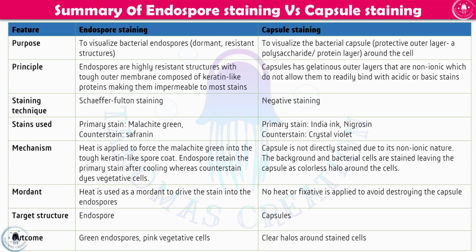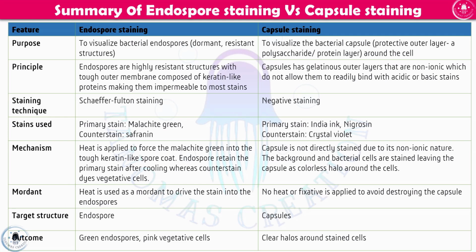Now, for the mordant, in endospore staining, heat is used as the mordant. No other reagent is used, only heating. As I've said in the pictorial flowchart, heating the smear after adding malachite green is a very important step in endospore staining. Here the heat is used as a mordant to drive the stain into the endospore.